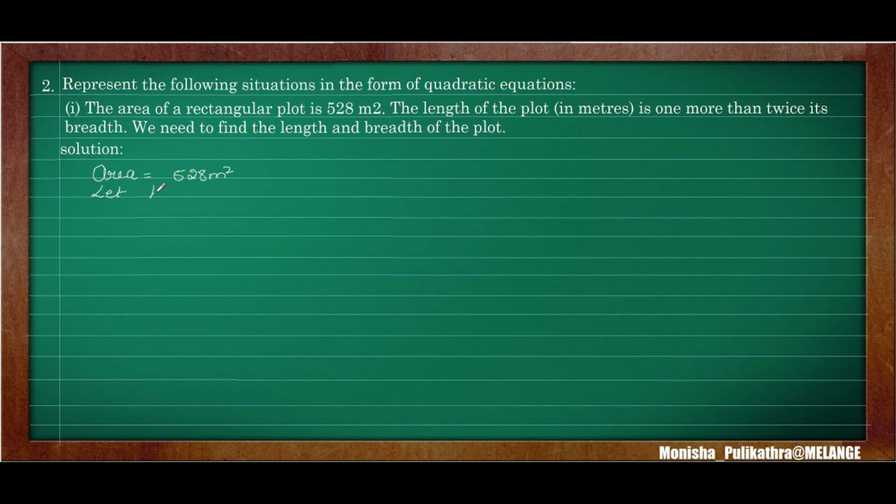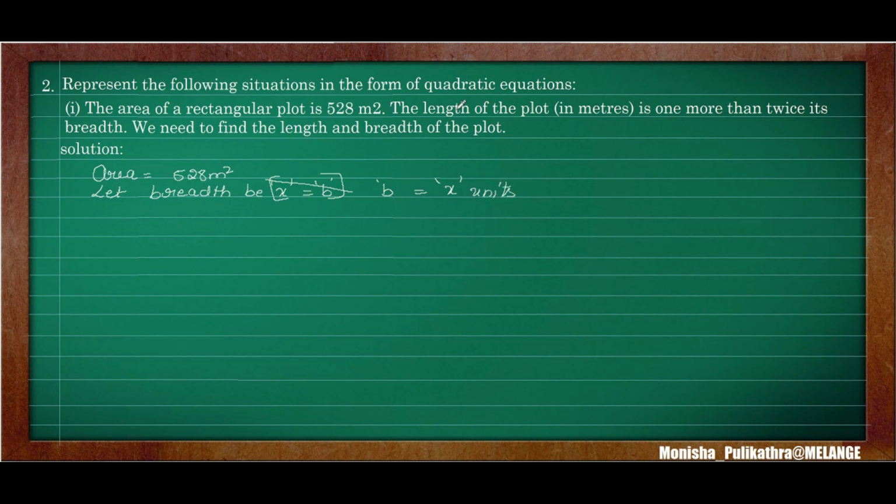So let breadth be x. Here the length is what they have given, breadth is x, which is equal to b. So b is breadth, which is equal to x. So let this breadth b be equal to x, x units.